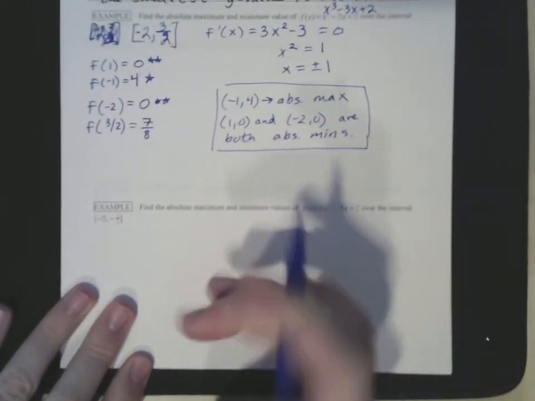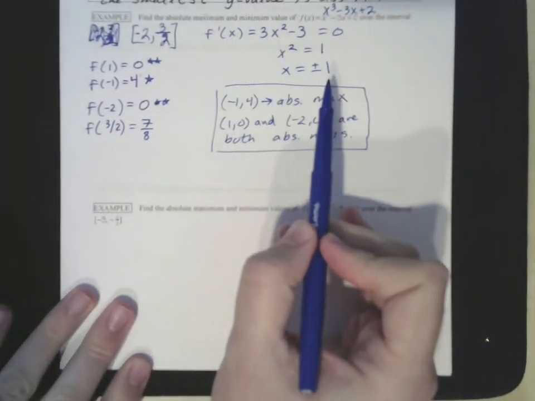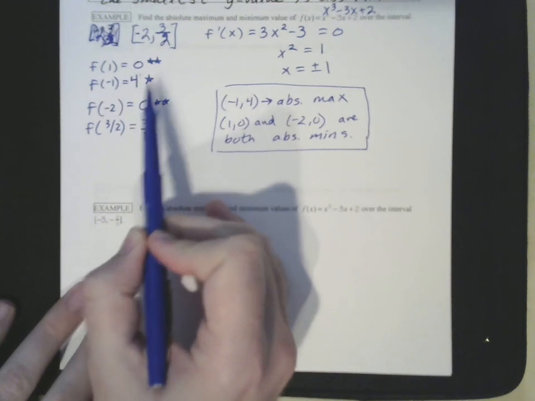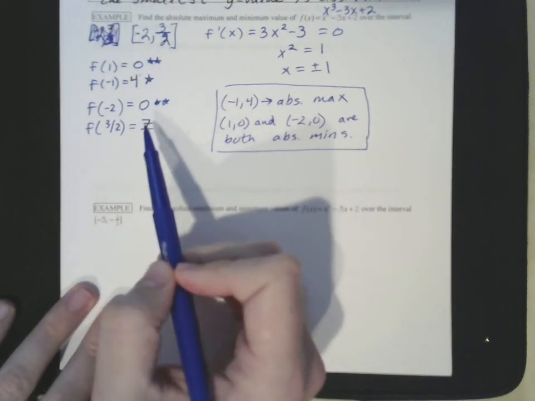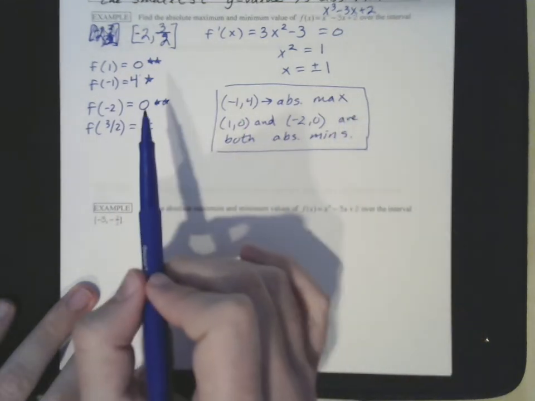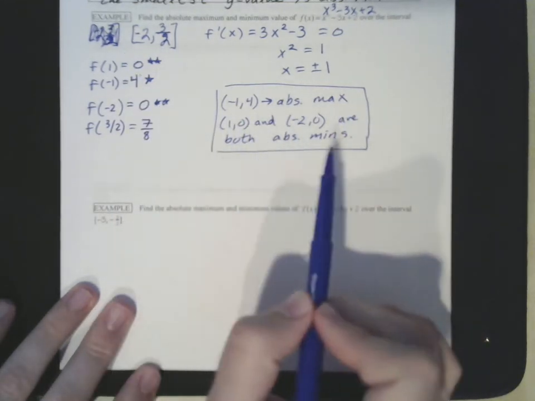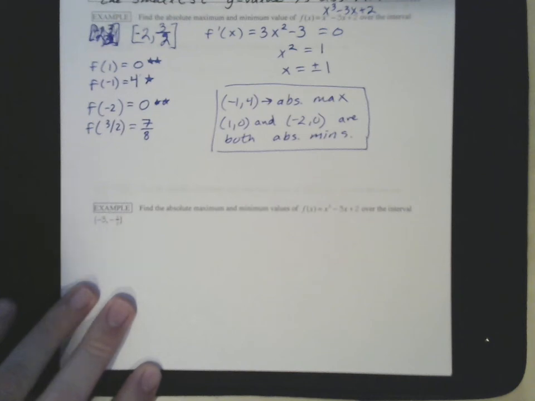So we take our derivative, we find our critical values, we get our critical points, getting the y values, and then we check our endpoints. Pick the biggest, that's your absolute max. Your smallest, or what's tied for the smallest, is your absolute mins. So let's try it again.